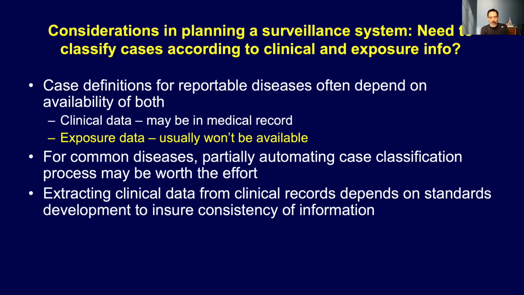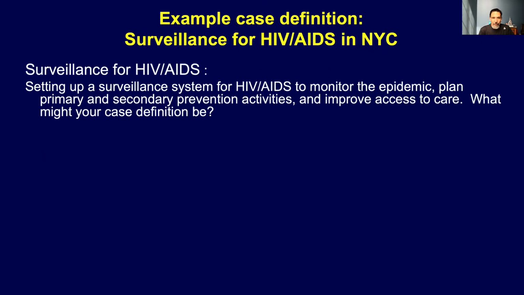So for example, consider some of the exposures that we're interested in around the SARS-CoV-2 pandemic. You may want to know if a person has traveled recently from, say, a hotspot area to New York City, or if they had exposure to a known or confirmed case in the days preceding their disease onset. This kind of information usually isn't available in the medical record, and definitely not on the lab report. So you have to do some investigation in order to get this information.